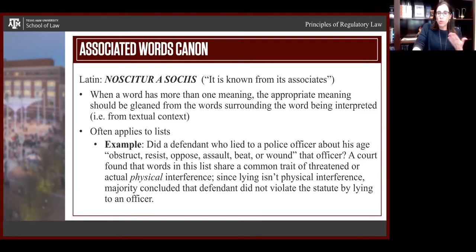Well, a court looking at this question would try to figure out what is the common thing that these words have in common. And in this situation, the court might conclude this has to do with physical interference, right? Physically interfering with an officer. And because lying isn't physical interference, the court here concluded that the defendant did not violate the statute simply by lying about his age.